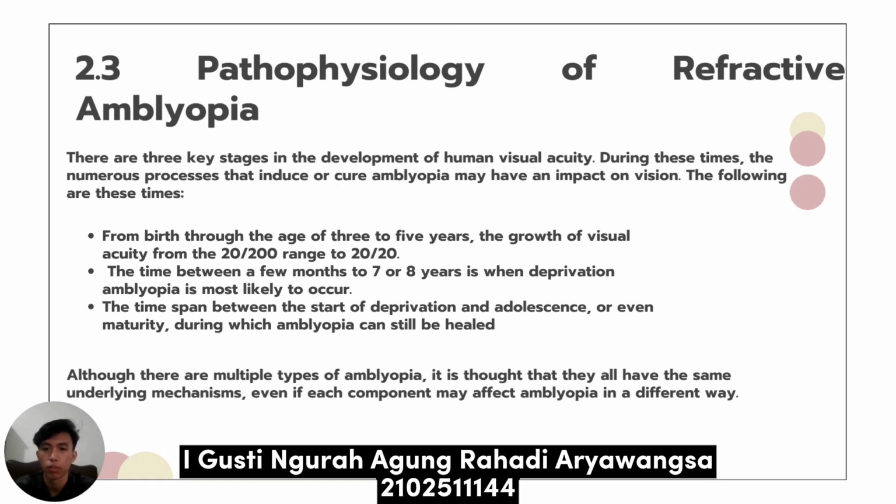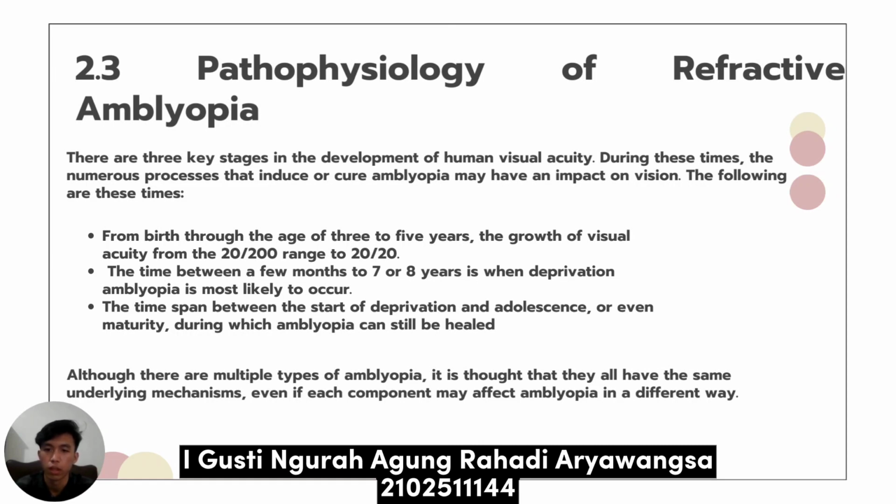Now I will explain the pathophysiology of refractive amblyopia. There are 3 key stages in the development of human visual acuity. During these times, the numerous processes that induce or cure amblyopia may have an impact on vision. The following are these times.